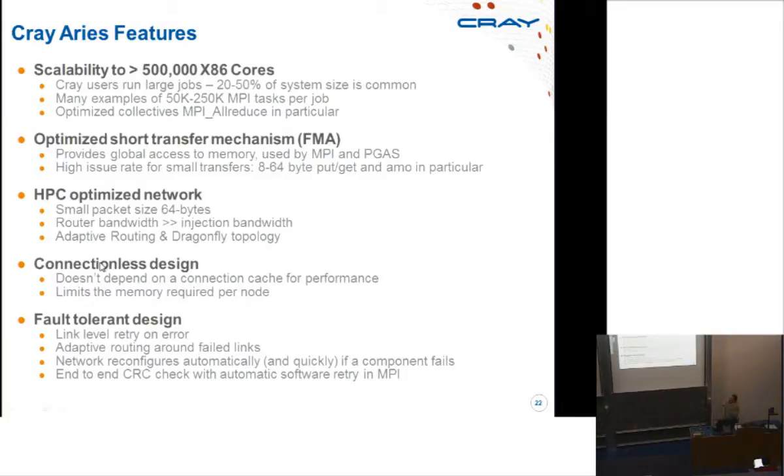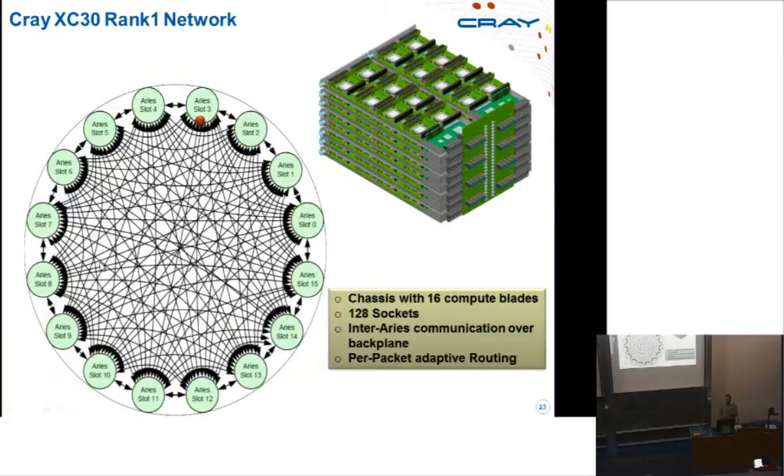Again, it's a connectionless design and doesn't require any switches. So effectively all of the blades in the system are really compute or service nodes. We're not putting switches in there to connect things together, which means that we can scale to very large numbers of endpoints. If we look at how it's all connected together, a chassis is 16 compute nodes. And what we do is we connect every single Aries to every single other Aries via a direct connection over the backplane. So this gives us one hop between any particular Aries to any other Aries.